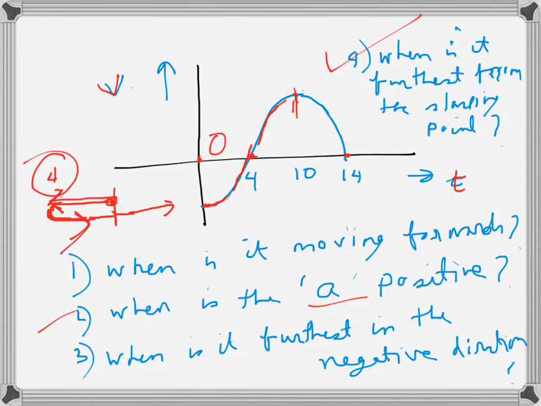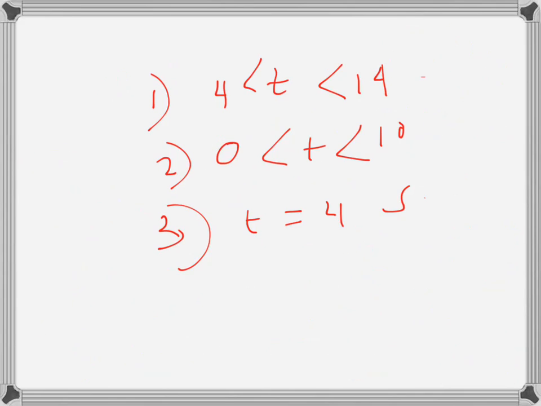And then finally, when is it furthest from the starting point? The starting point is the origin. It is going in the negative direction up to here, and then looking at the graph we know somewhere around here it will return to the origin, and then it will keep going in the positive direction. So in the positive direction, velocity is from 4 to 14, so we can say at t equals 14 seconds it is farthest from the origin. Of course it will be in the positive direction.